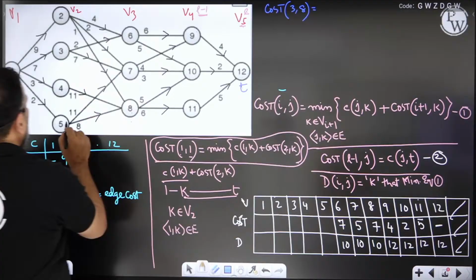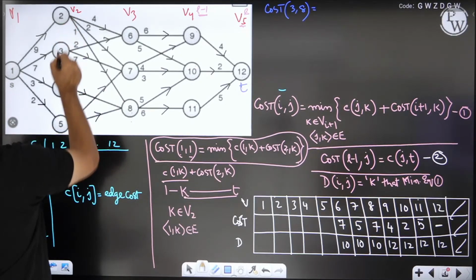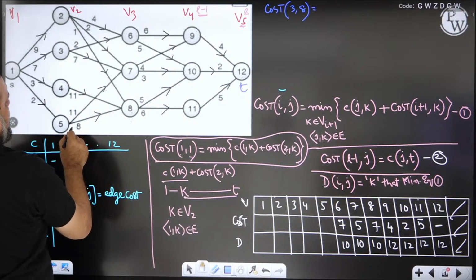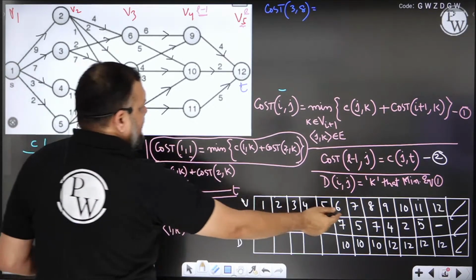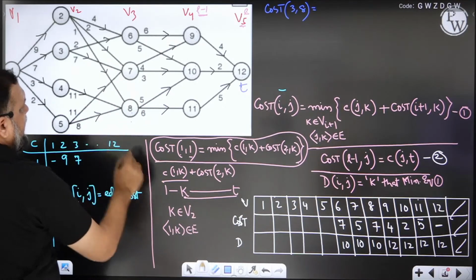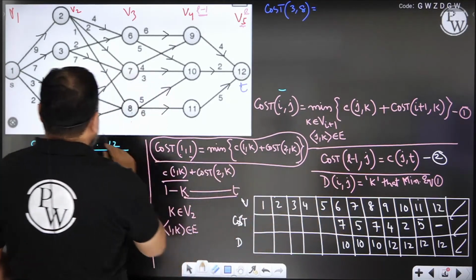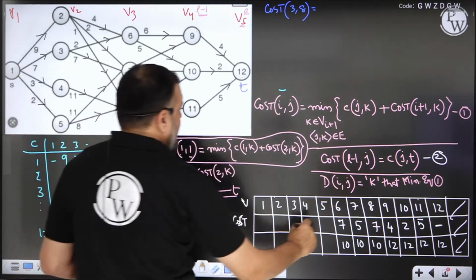Where is 5? 5 is present in the second stage. Please observe. So cost of 2, 5. There are two options, 8 and 11. 11 plus the cost of 7, which is 5, gives 16. 8 plus the cost of 8, which is 7, gives 15. So between 16 and 15, 15 is the minimum.